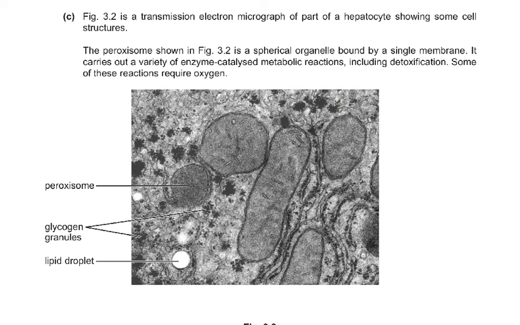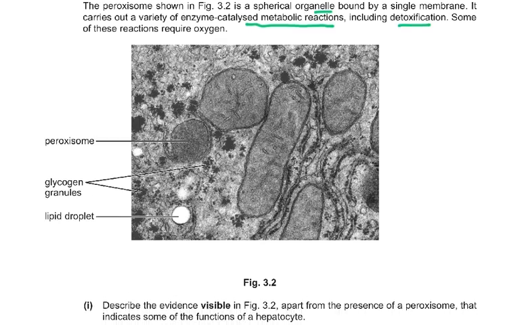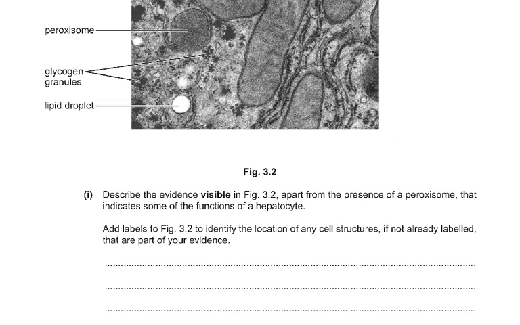Then figure 3.2 is a transmission electron micrograph of part of a hepatocyte showing some cell structures. The peroxisome shown in figure 3.2 is a spherical organelle bound by a single membrane. It carries out a variety of enzyme catalyzed metabolic reactions, including detoxification. Some of these reactions require oxygen. So peroxisome, glycogen granules, lipid droplets.